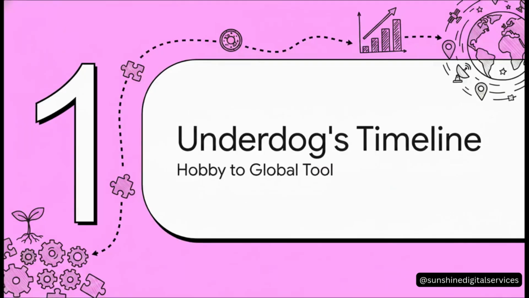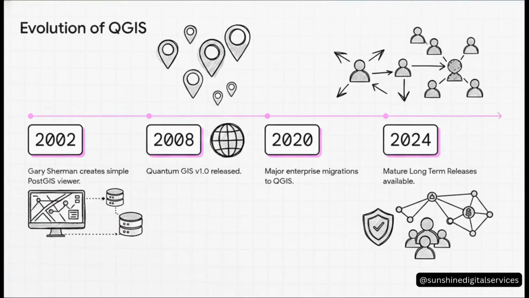All right, moving to section 1, the underdog's timeline. So, this didn't just magically start out with millions of users and endless features. It actually began with a super specific, really simple problem that needed solving back in 2002. Gary Sherman created a basic viewer for PostGIS databases because at the time, people had these databases storing spatial data, but absolutely no easy way to visually look at it.